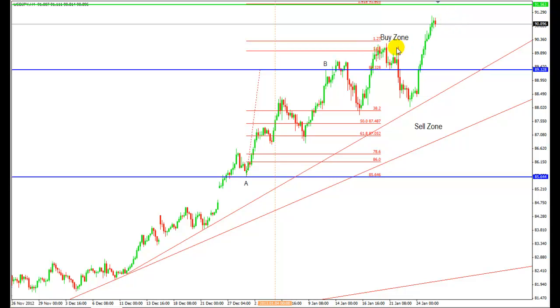But what we've also done is scored a point. So what we might see now is a little bit of retracement before it attempts to go after this take profit point. And of course, above this trend line, look, is the buy zone, below it is a sell zone.